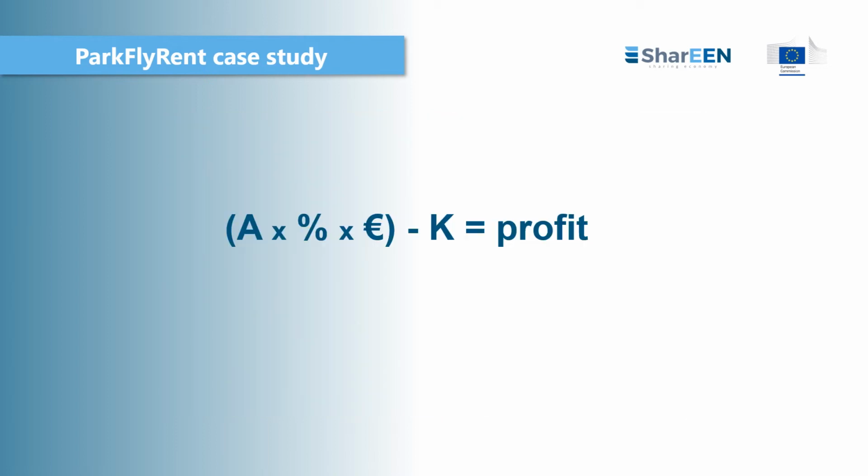The success of Parkfly Rent was stated to depend on a formula with 4 components. A was the supply, measured in available rental days, which depended on the availability of good cars. The percentage was the percentage of rental, the occupancy rate. The higher the occupancy rate, the lower the downtime cost, and the bigger the turnover.